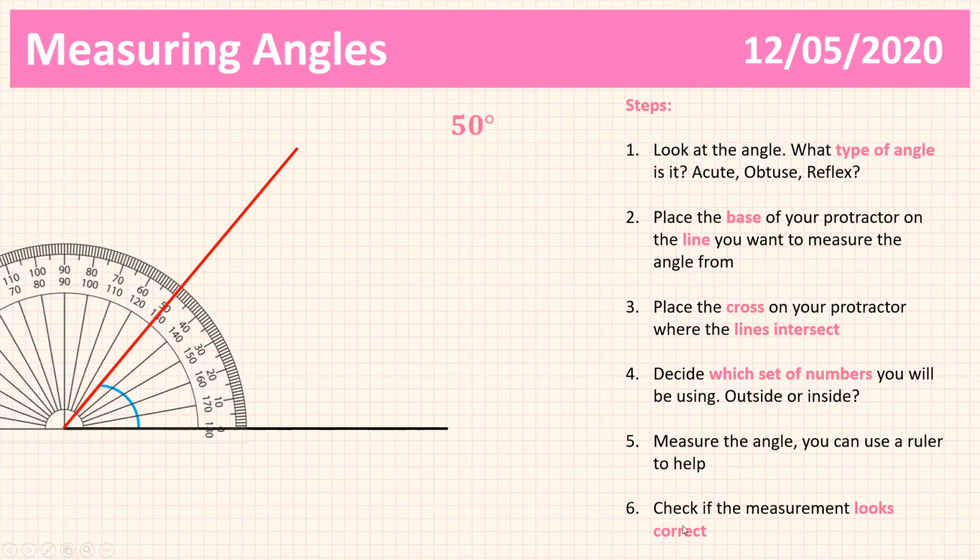And my last step is to check if the answer looks correct. Well, I said at the beginning that this was an acute angle. And I can see 50 degrees is an acute angle. So that means I've done this correctly. Because if I had got 130, I could look at it and say, well, 130 is an obtuse angle, and I wanted an acute angle, so I've made a mistake somewhere. But because I got 50 and I know it's an acute angle, I've probably done this correctly.